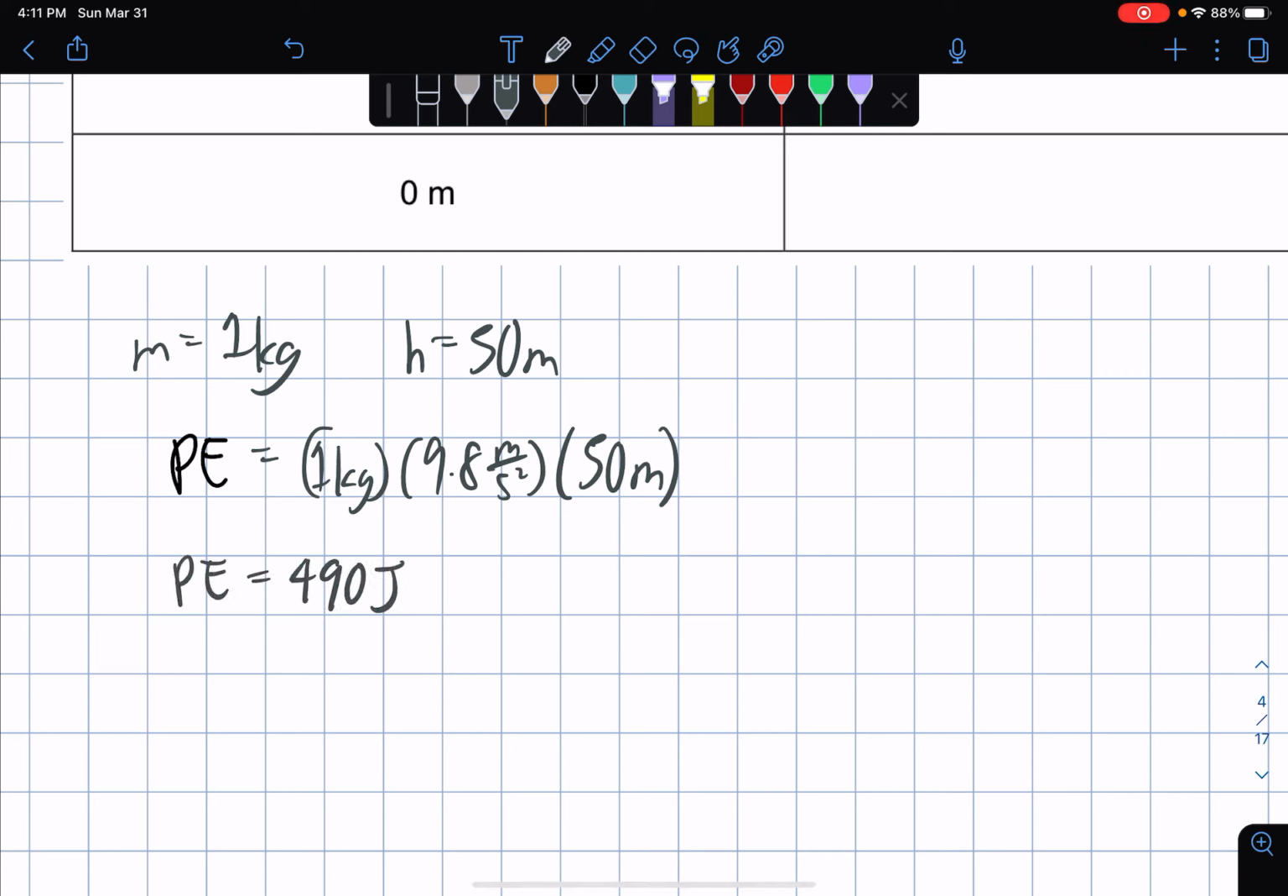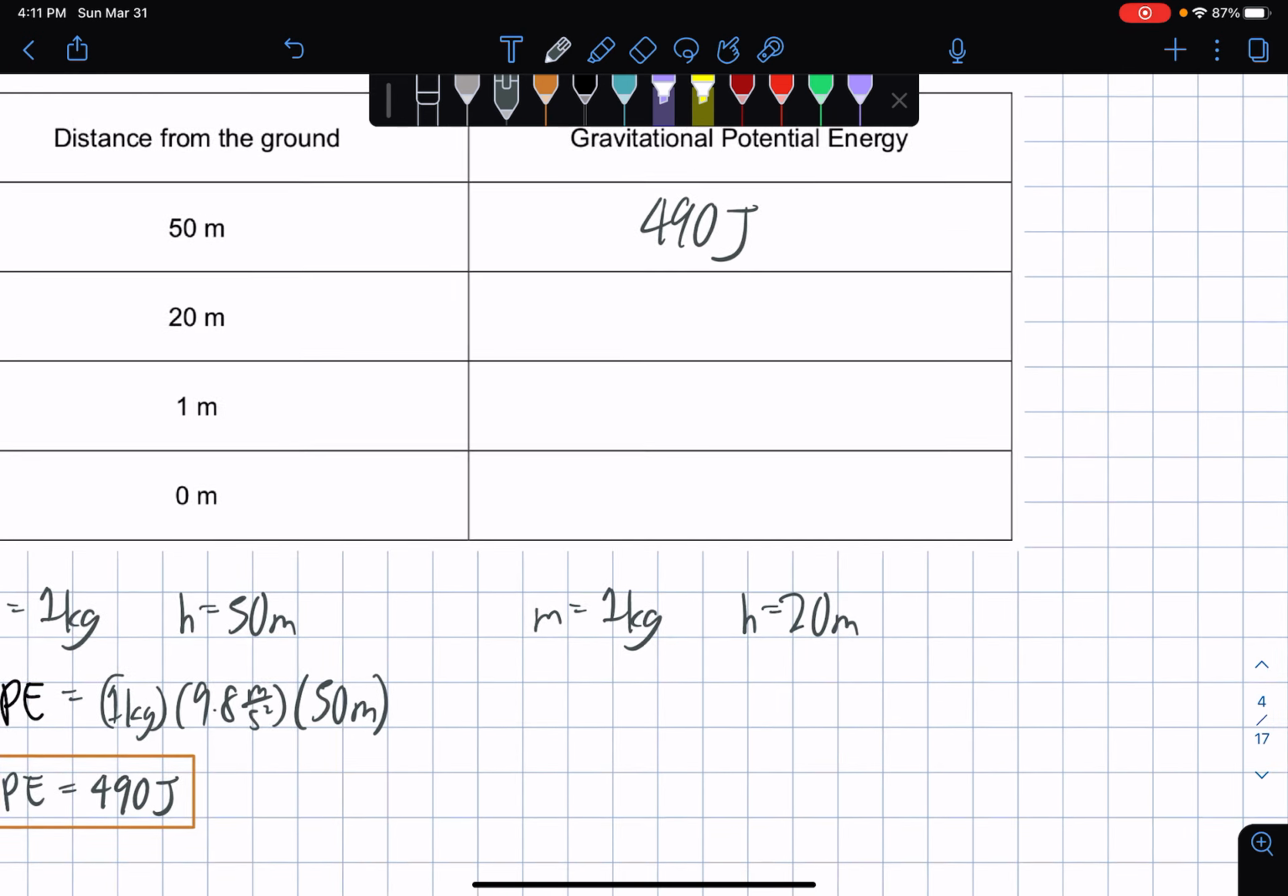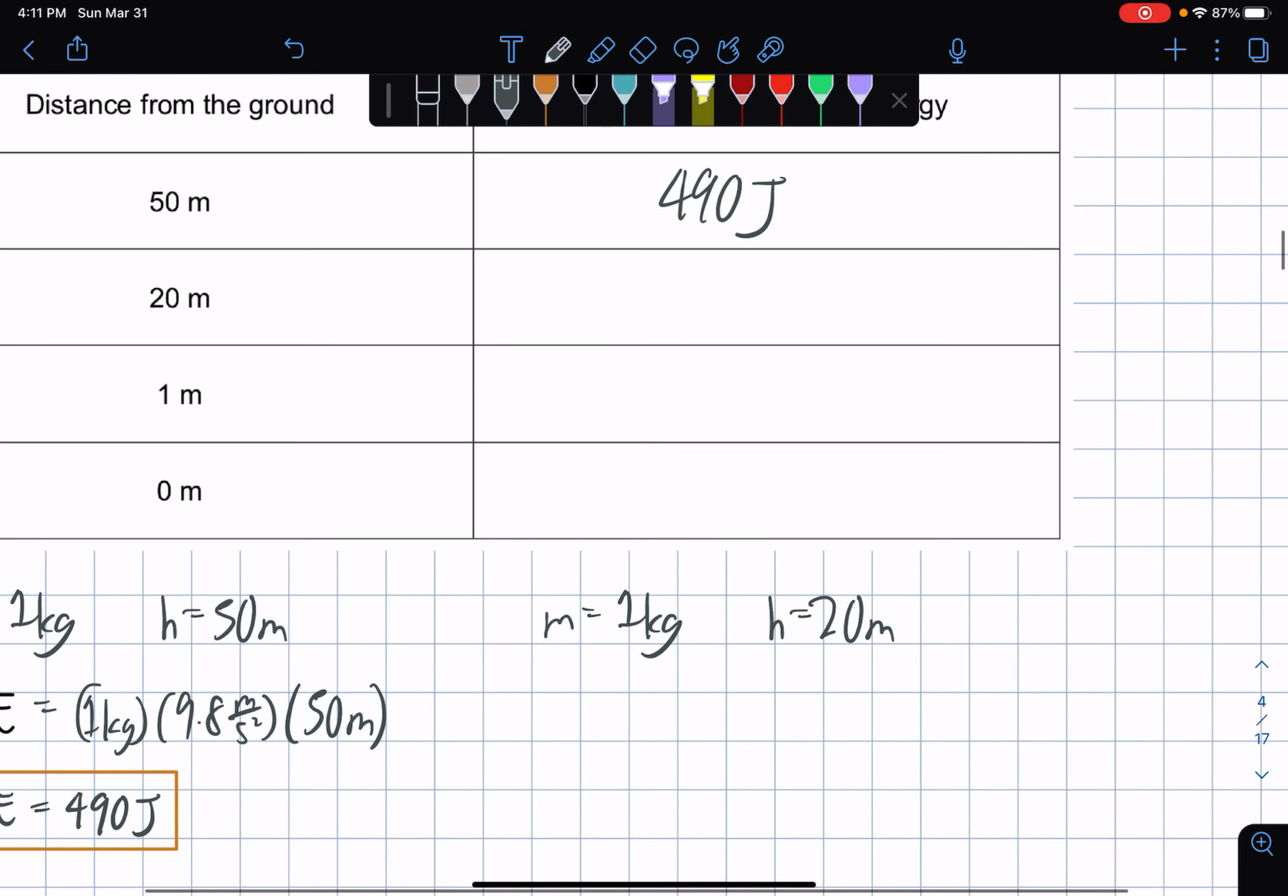Okay, let's answer provided we have 20 meters. Same mass value, only the distance is different. So here it's the same thing. Just substitute the values. And now we have 196 joules.